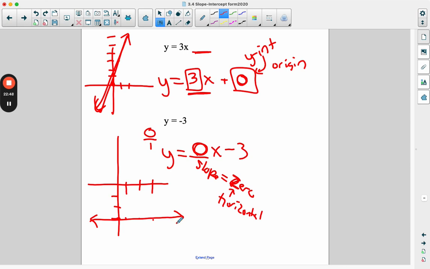So if one of those terms is missing on the right-hand side, if you're missing an x, it means that your slope is 0. If you're missing a number added or subtracted at the end, it means that your y-intercept is 0.